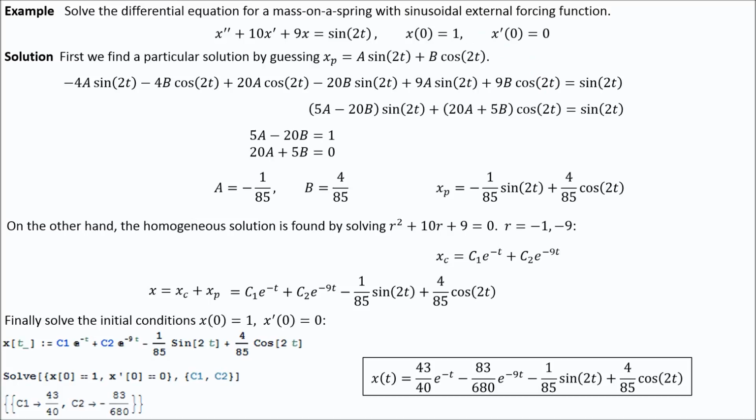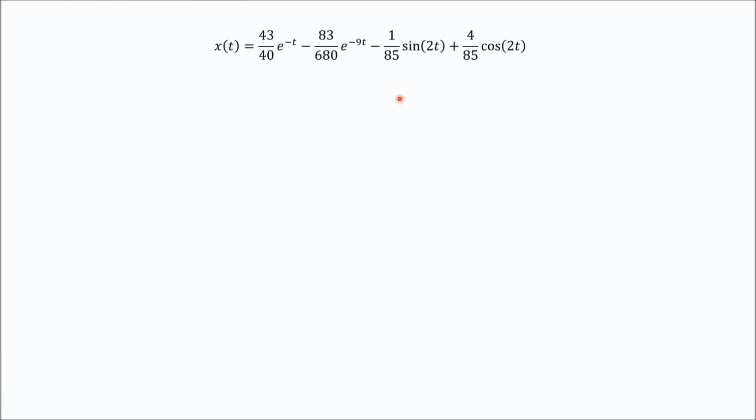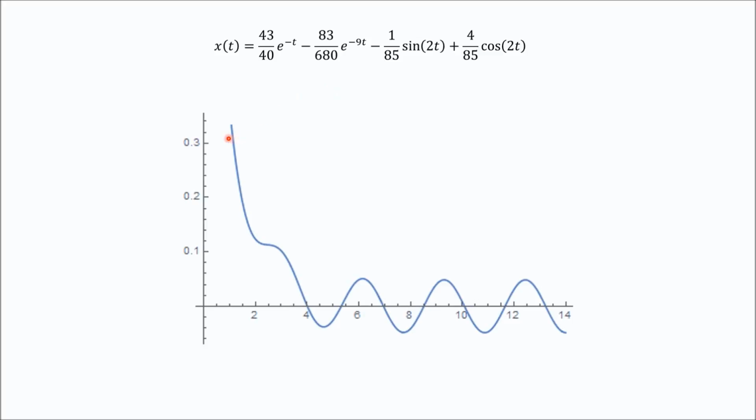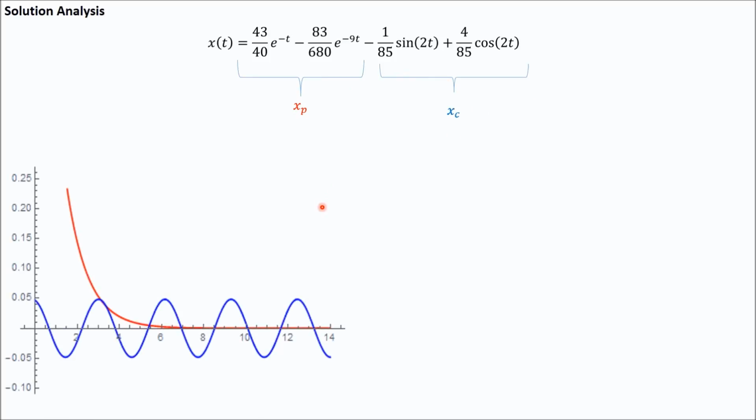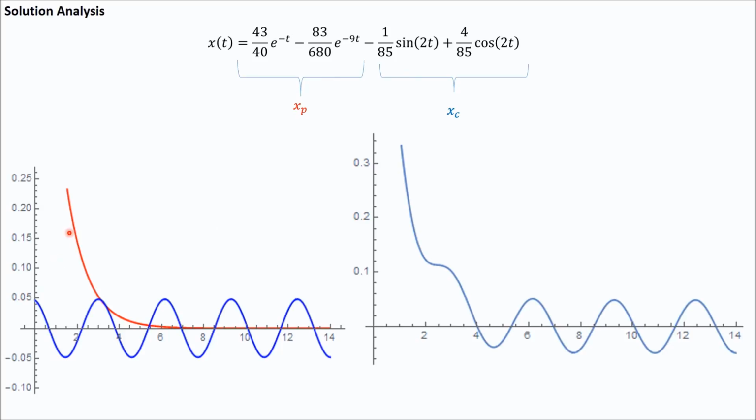Alright, now let's plot this as well. It's an interesting looking function. Basically, these terms are dominant at first, but they rapidly decay to 0, and what you're left with is a sinusoidal function for larger values of t. In fact, you can recall that this part was our particular solution, and this part was our complementary solution. And if you plot the two of them separately, then you see how they add together to give you the actual solution to the problem.